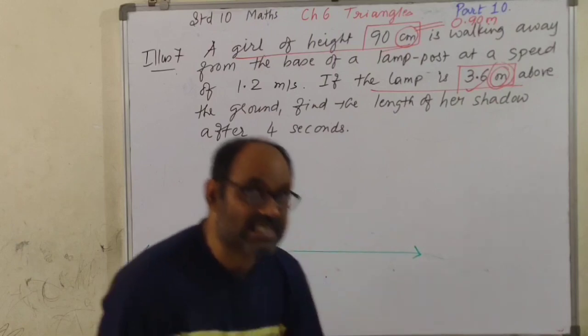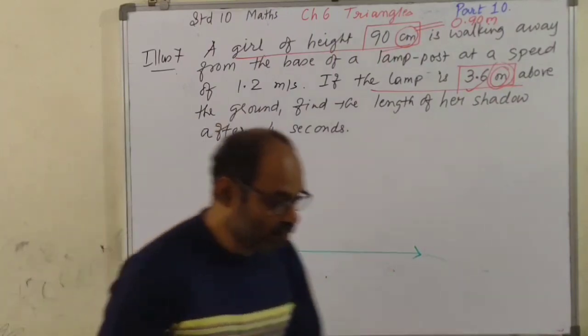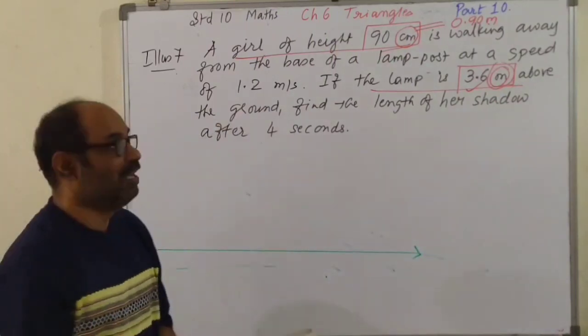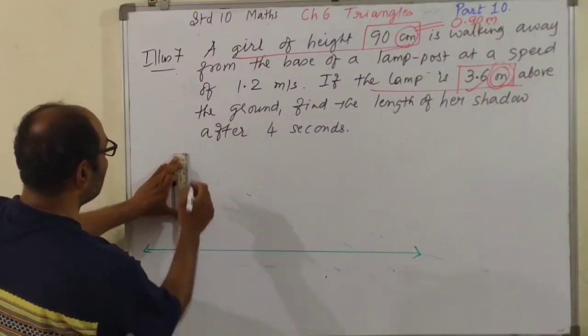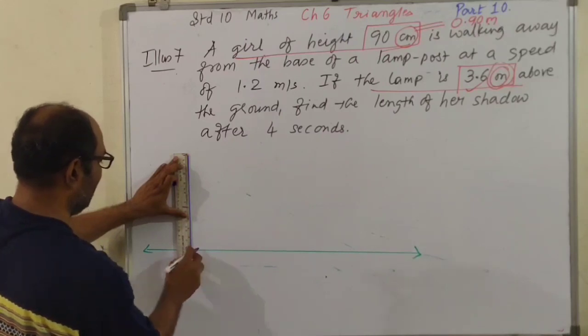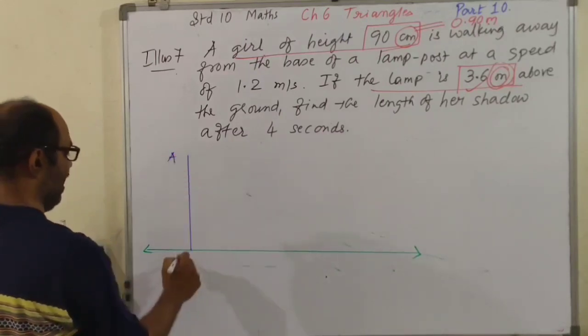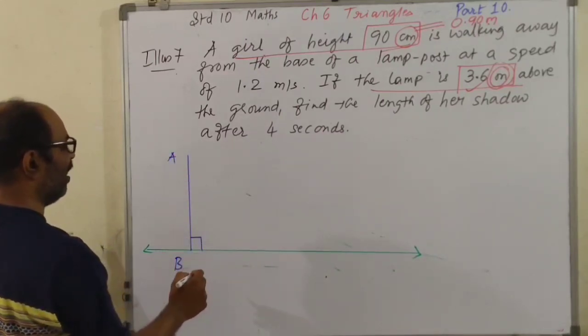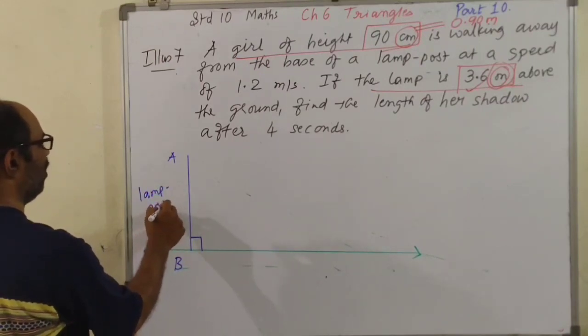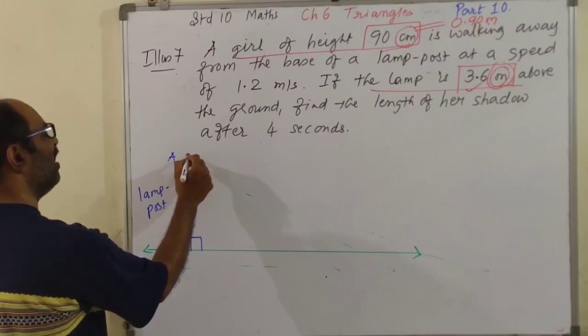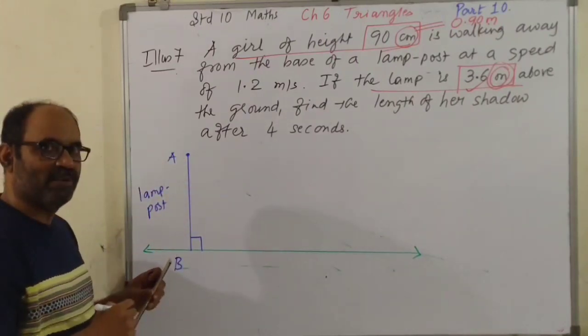Somewhere stands the pole, the light pole, the lamp post. So this blue line segment stands erect. Let's say A, B, and this is perpendicular. This is the lamp post. Alright, and the lamp is here, exactly at the top.